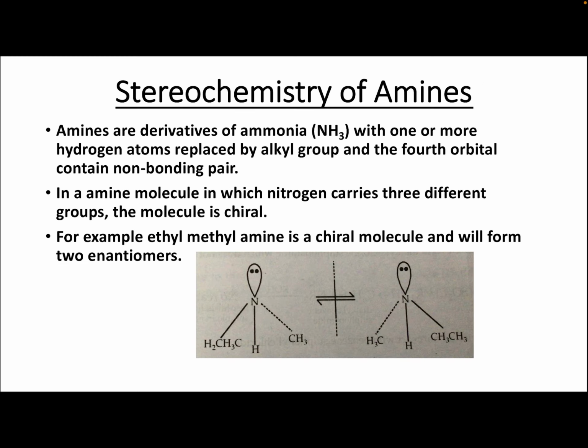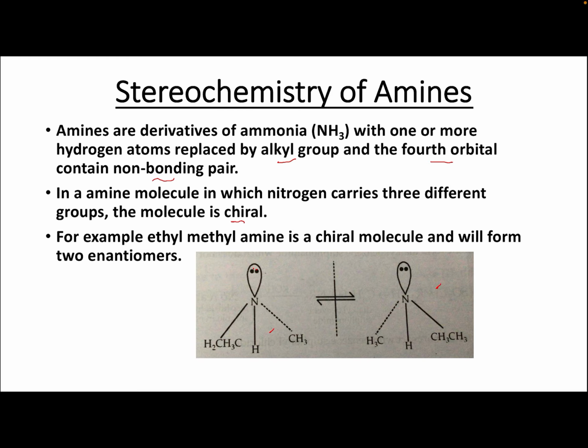Next, stereochemistry of amines. Amines are derivatives of ammonia with one or more hydrogen atoms replaced by an alkyl group, and the fourth orbital contains the non-bonding electrons. This is the non-bonding electron pair occupied by the fourth hybrid orbital, which you have seen in the molecular orbital diagram. In an amine molecule in which nitrogen carries 3 different groups, the molecule is chiral, because all these bonds are different. For example, ethyl methylamine is a chiral molecule and will form 2 enantiomers. These are the 2 enantiomers of ethyl methylamine.